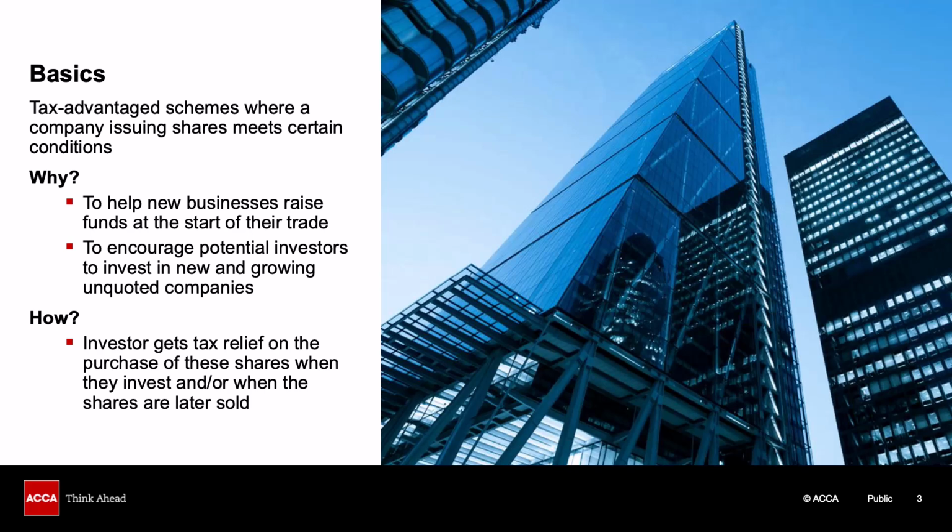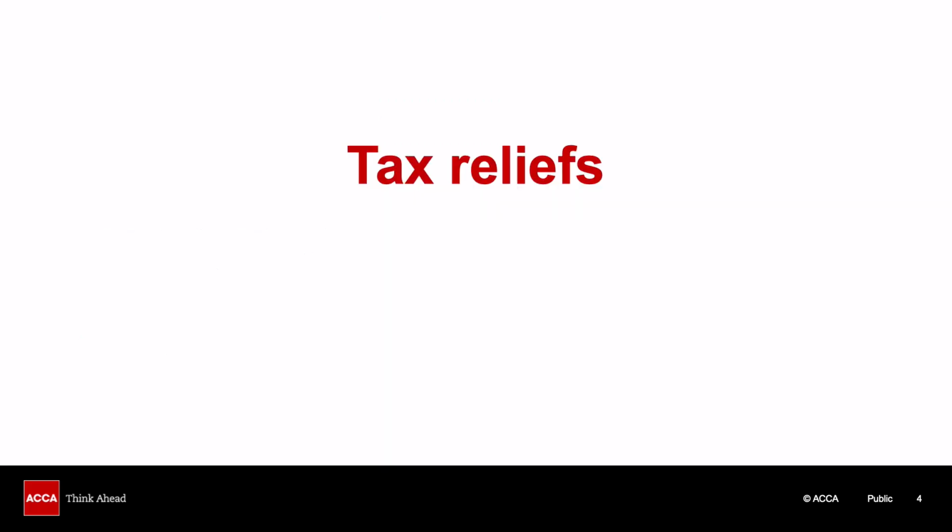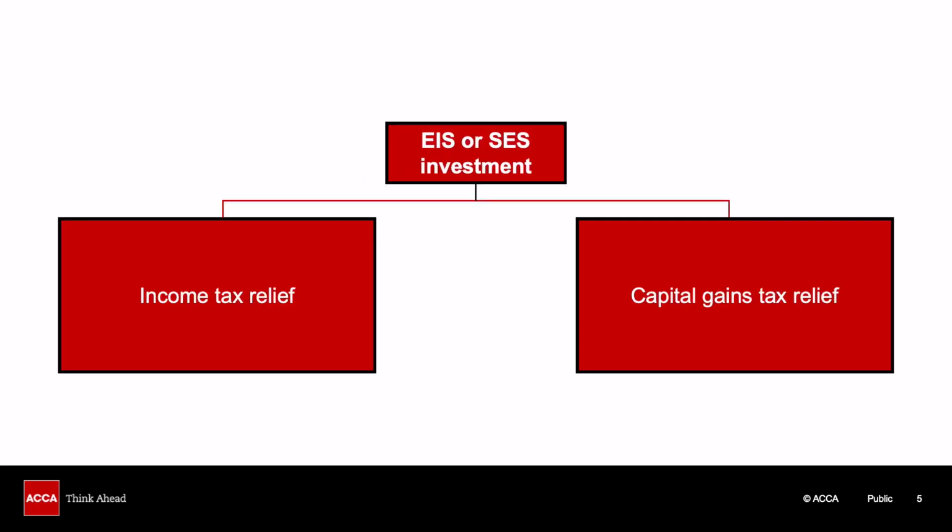In this session, we're looking at two of the main tax advantage schemes to encourage investors for new unquoted companies: the Enterprise Investment Scheme, EIS, and the Seed Enterprise Investment Scheme, SEIS. The main confusion around these two schemes comes in the application of the tax relief that attaches to these investments. There are actually two different categories of tax relief for investments in EIS or SEIS shares.